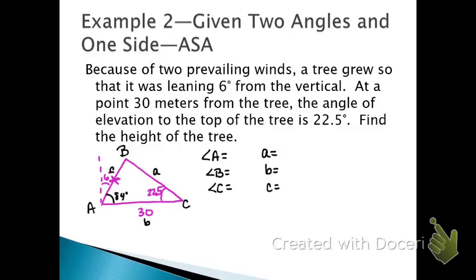So I can see, looking at my drawing, the angle A is, what, 84 degrees? I don't know angle B. Angle C is 22.5 degrees. I don't know side A. Side B is 30, what was it, meters? And side C is my X. It's what I'm after.